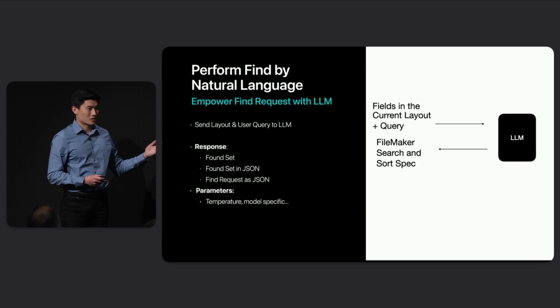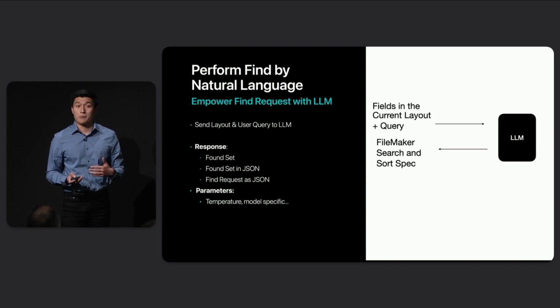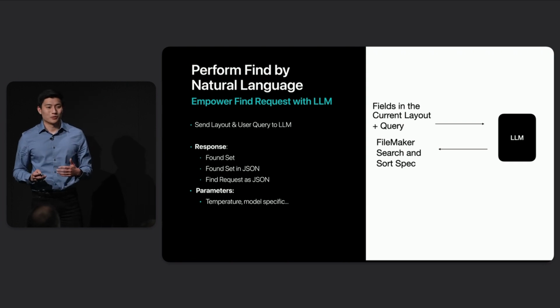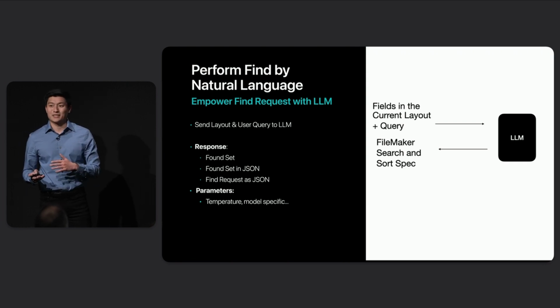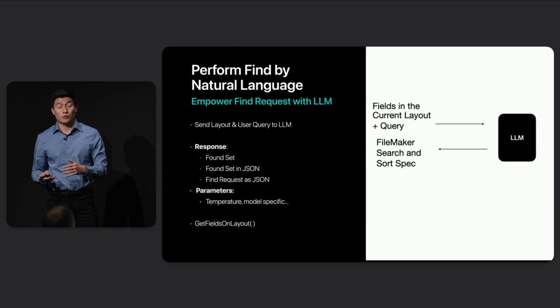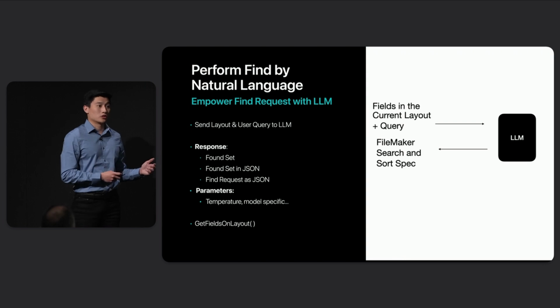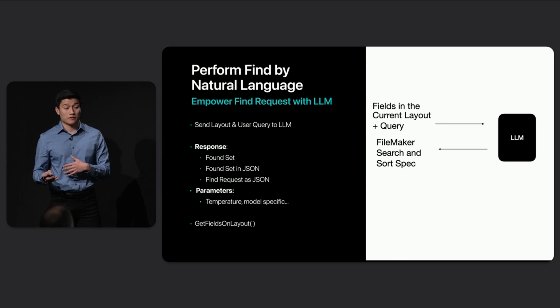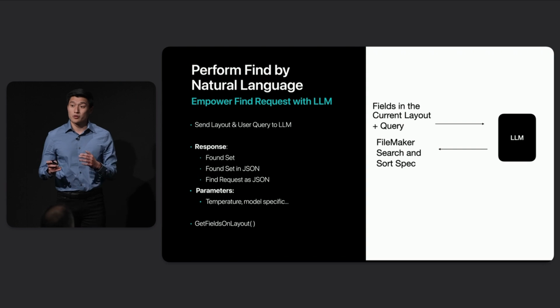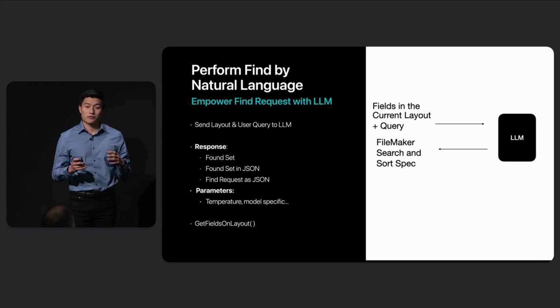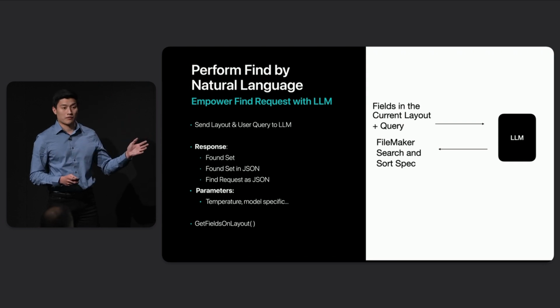So you can adjust things such as temperature or model-specific parameters for OpenAI or the other model providers that we support. We also, similar to GetTableDDL, are introducing a calc function called GetFieldsOnLayout. With this calculation function, you can either provide a layout name or use the default, which is just nothing. If you do nothing, it'll provide all of the fields of the layout that are findable. Just like a find request, if a field is not findable, you won't be able to use this script step to use a natural language query.